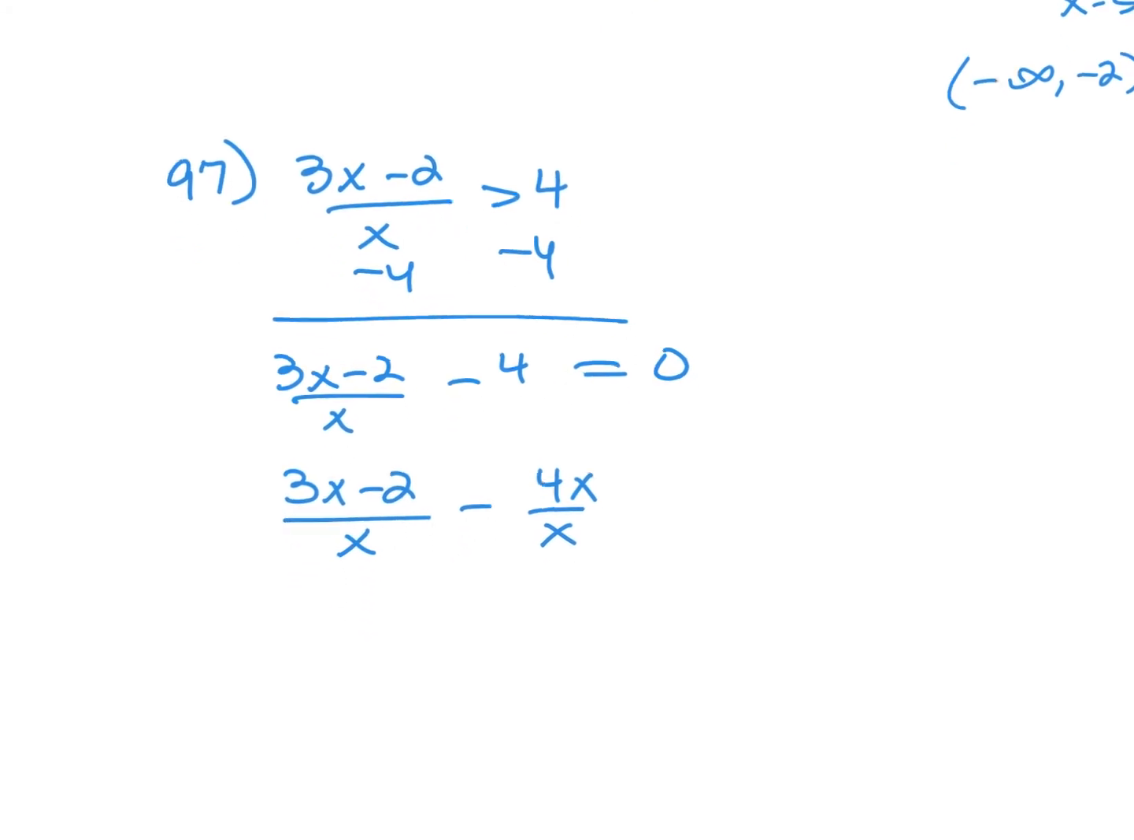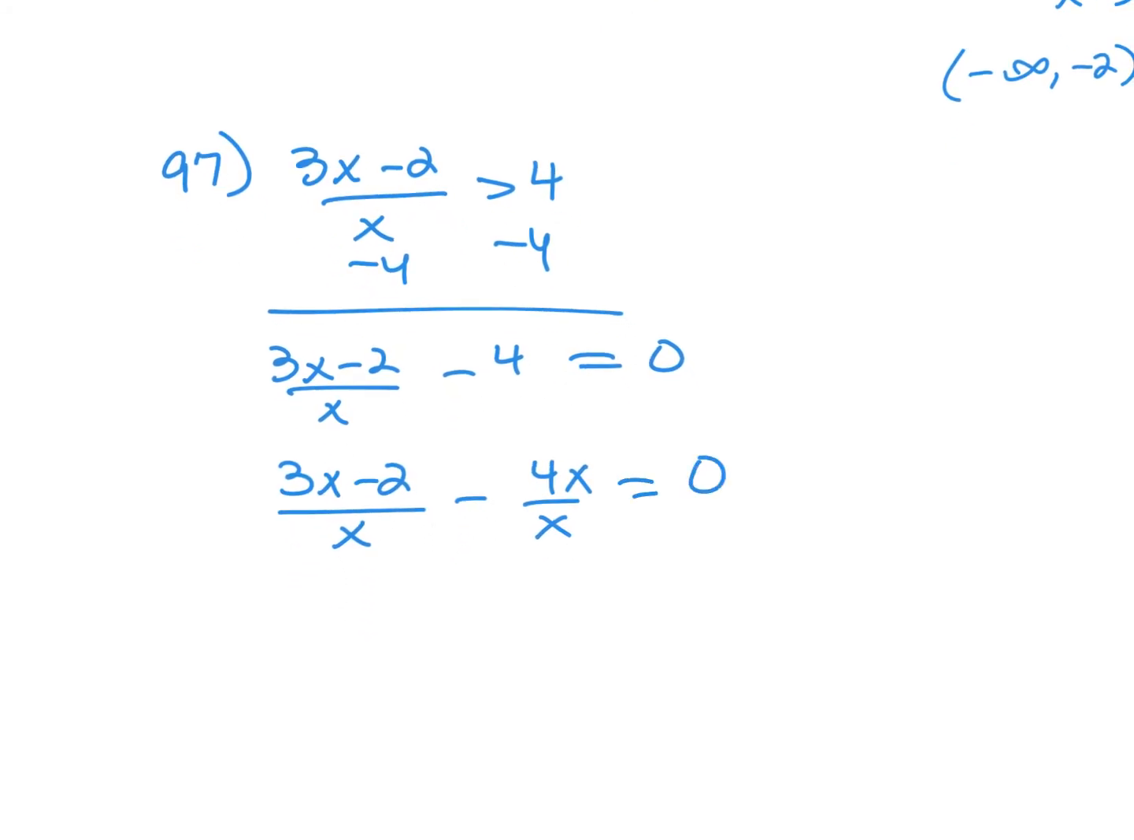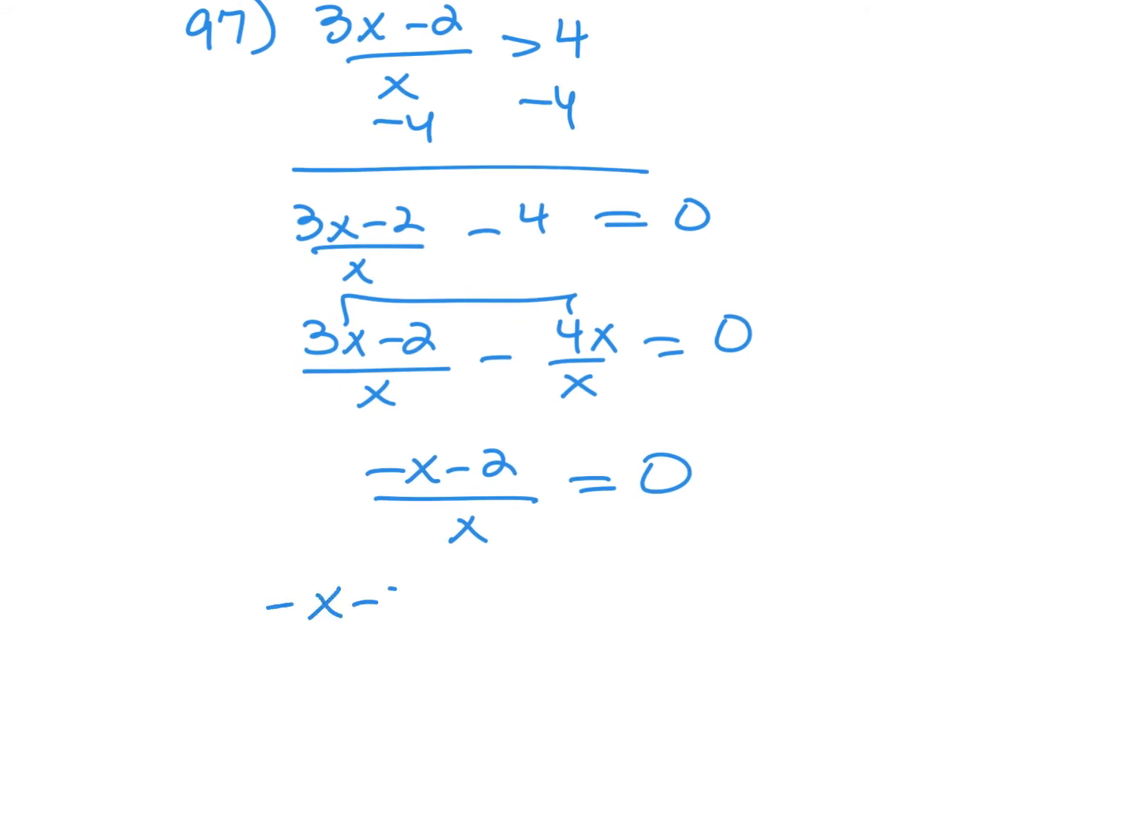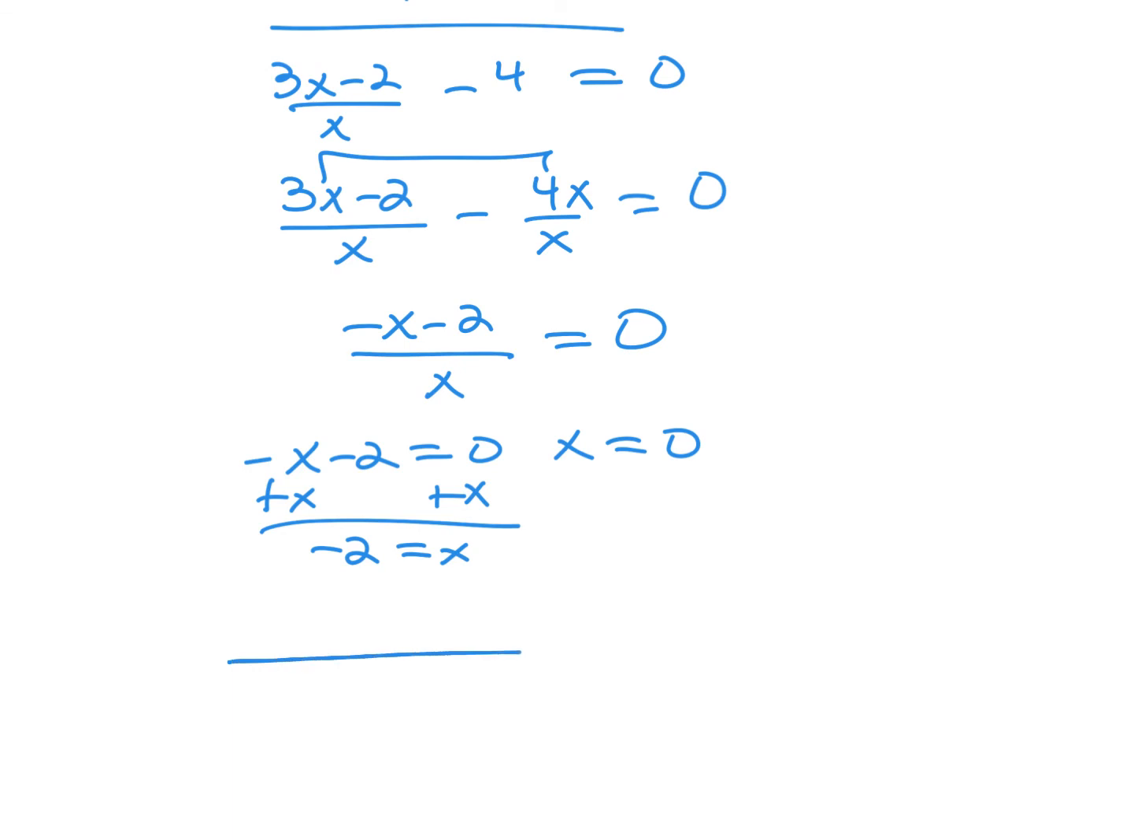And then I can add my like terms, and I'll add these two. I get a negative x minus 2 over x equals 0. Set the numerator equal to 0 and the denominator, and now solve for x. Actually, you know what? Let me just go ahead and add x here. Negative 2 equals x, and then x equals 0. So now these are my cutoff values, negative 2 and 0.